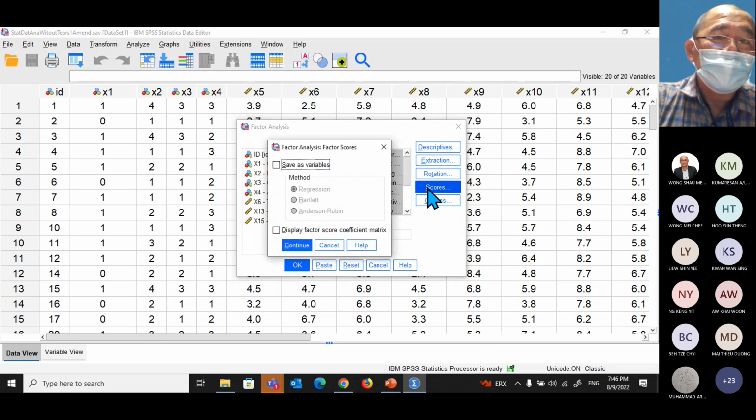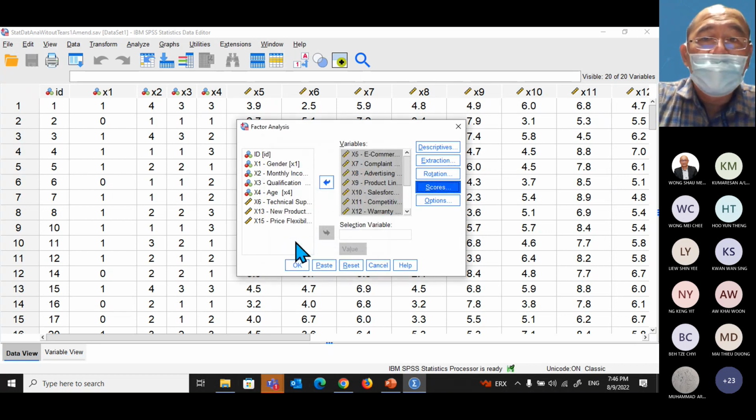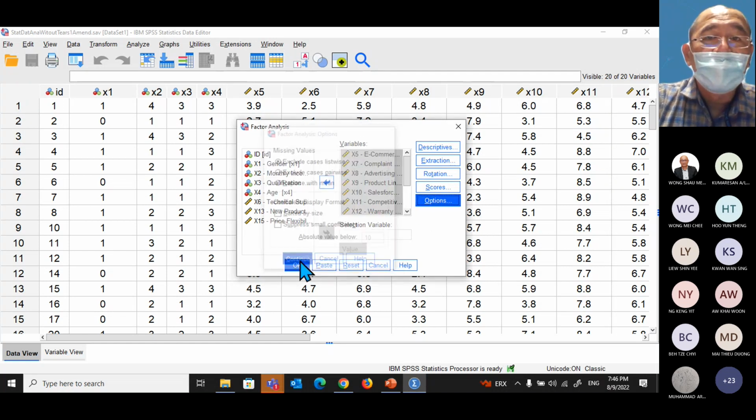This one we are also going to use. Scores: you tick here, Save as variables, Regression. This means it's going to create a new column for us, called factor score. How to use it we discuss in a short while. Now we get all the important output first. Then continue. Options, I think nothing. It's okay.